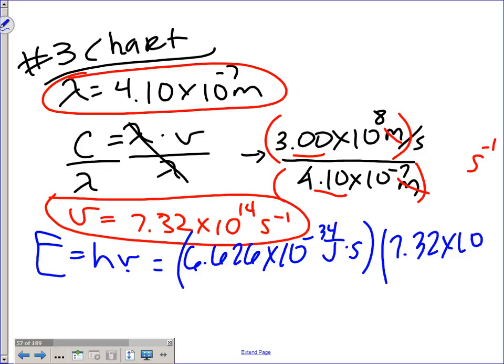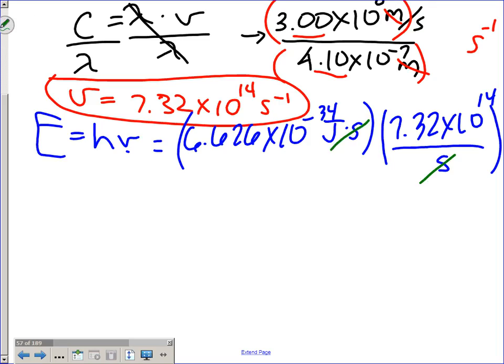7.32 times 10 to the 14th. And I'm going to write that as per second as a fraction in this case. So you should see what units cancel. Seconds cancel, giving us a unit of energy, which is joules. So when you solve that now, what do you get for your energy? 4.84 times 10 to the negative what?